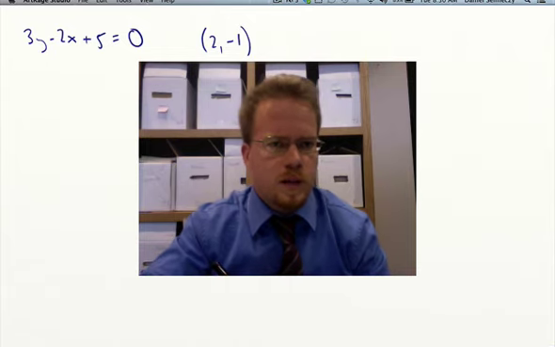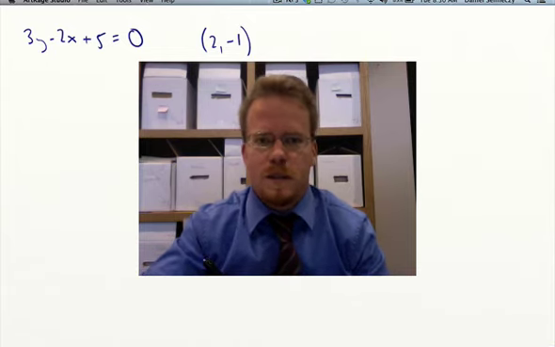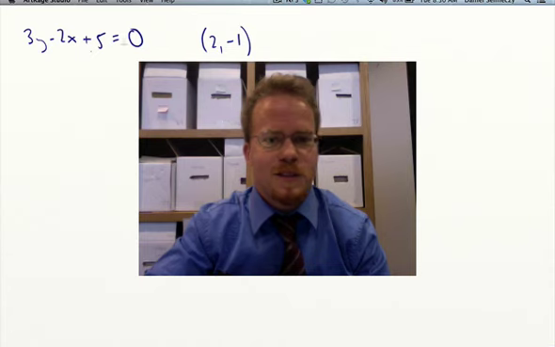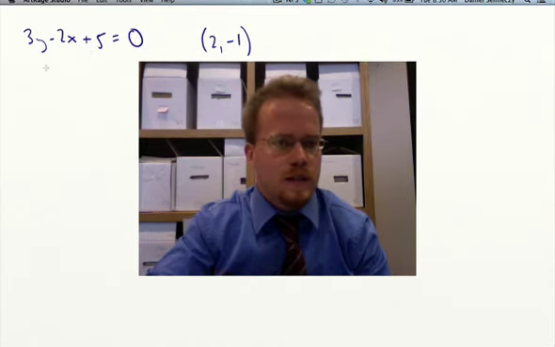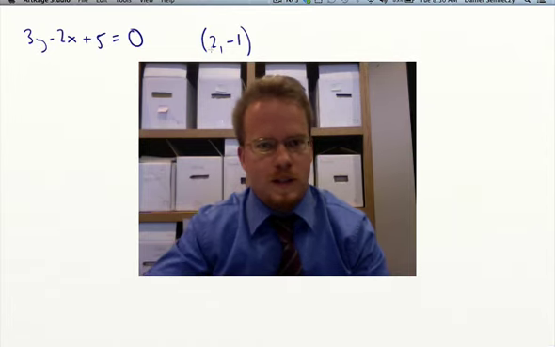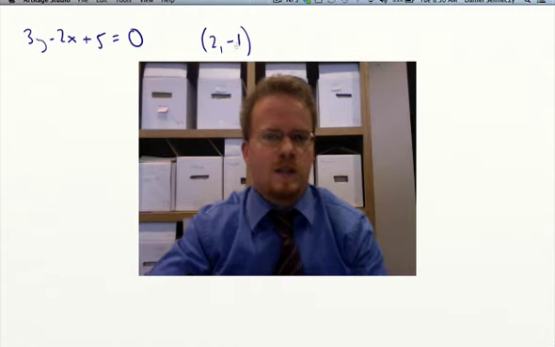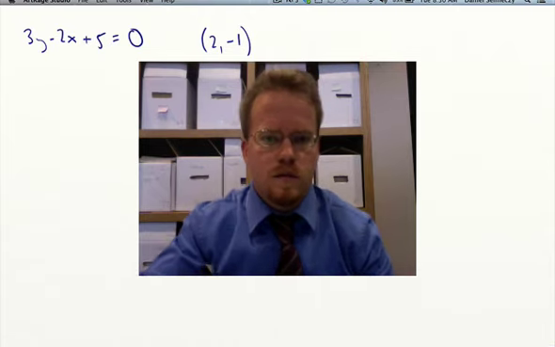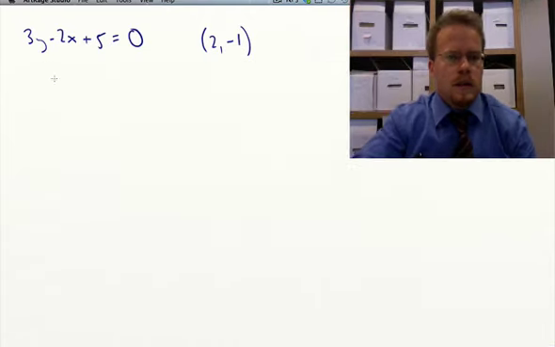Alright, and for the last problem here, we'll make it a little bit easier. It's a kind of easy problem to finish off on. So we have this line, 3y minus 2x plus 5 equals 0, and this point 2, negative 1. And what we want to do is find the perpendicular line. So how do we do that?